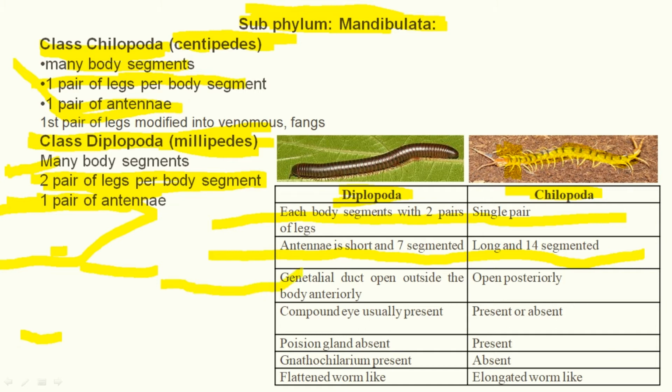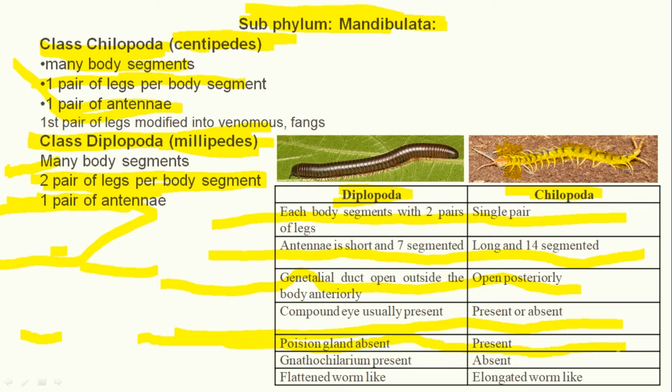But in case of Diplopoda, the genitalia duct opens outside the body anteriorly, but here that is opening posteriorly. In case of Diplopoda, compound eyes are usually present, but in case of Chilopoda, that is unsure. They may or may not be present.